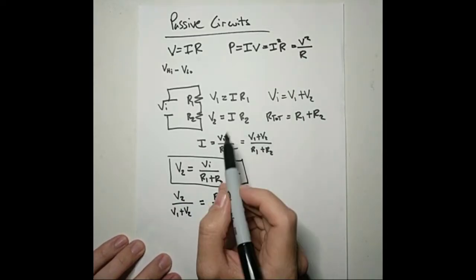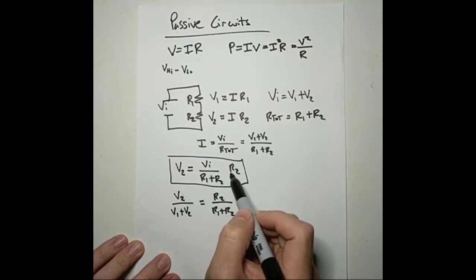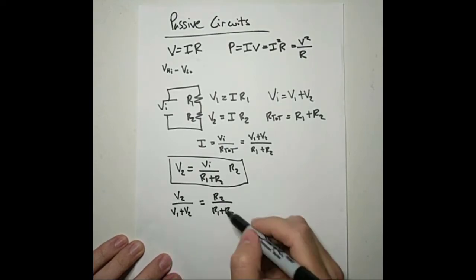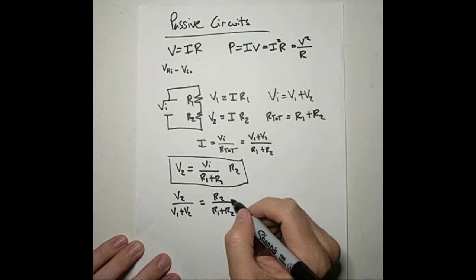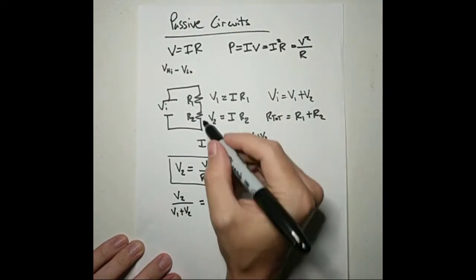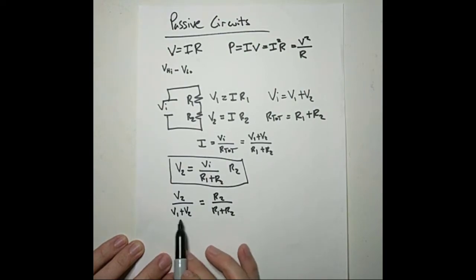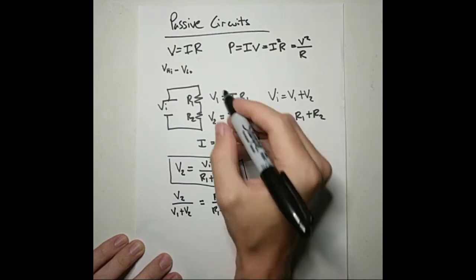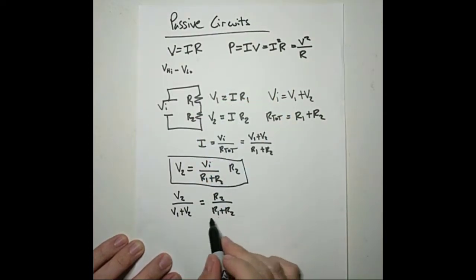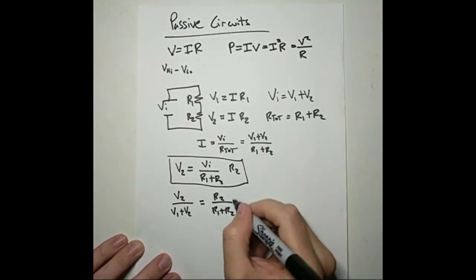So here all I've done is I've moved this over, and this is showing why we call it a voltage divider. So here we see the voltage drop across this element compared to the total voltage is the same as the ratio between that resistor and the overall resistance. So this proportion is always true.